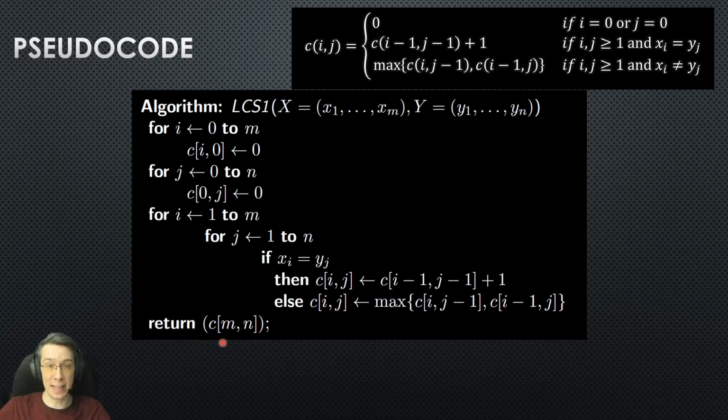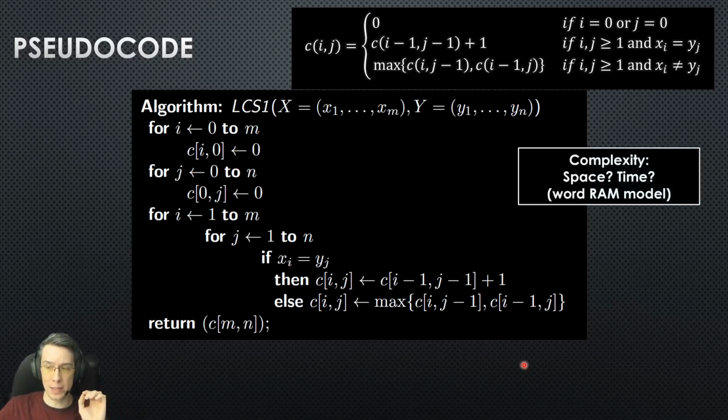And then the final answer that we want is C[m][n], because what's our semantic definition of C that we claim we've implemented here? Well, the semantic definition of C[m][n] is the length of the longest common subsequence of xm, which is just x, and yn, which is just y. Okay, so it's the length of the longest common subsequence of x and y. That's exactly what we want to return.